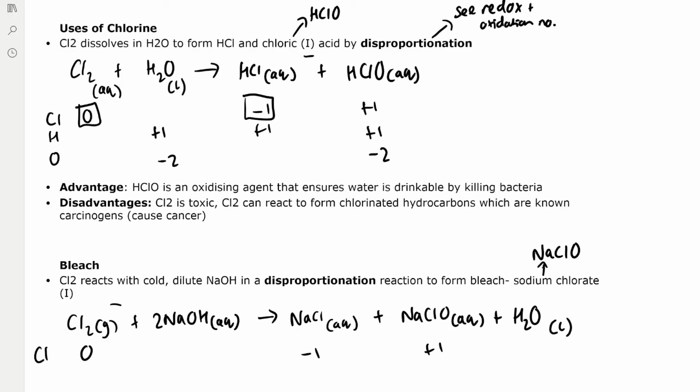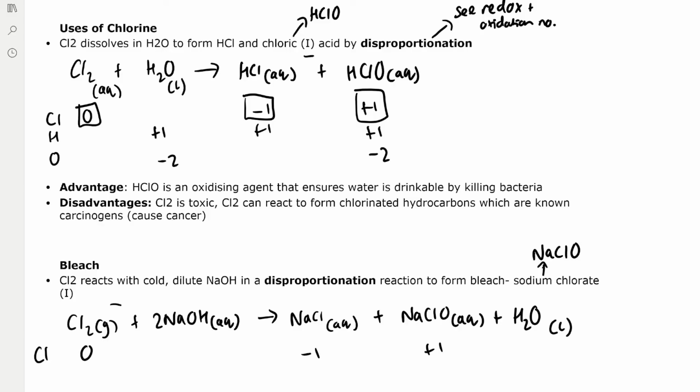So we have some uses of chlorine. Chlorine dissolves in water to form hydrochloric acid and chloric 1 acid. That 1 represents the oxidation number of the chlorine atom in the chloric acid. Chloric 1 acid is actually HClO, and this reaction occurs by disproportionation. So make sure to check out my redox and oxidation numbers video in the top right hand corner for more help on disproportionation. So you can see in this equation, chlorine goes from 0 to -1 and +1 in HClO. So disproportionation is when chlorine is both oxidized and reduced. So it's reduced to -1 in HCl and it's oxidized to +1 in HClO.